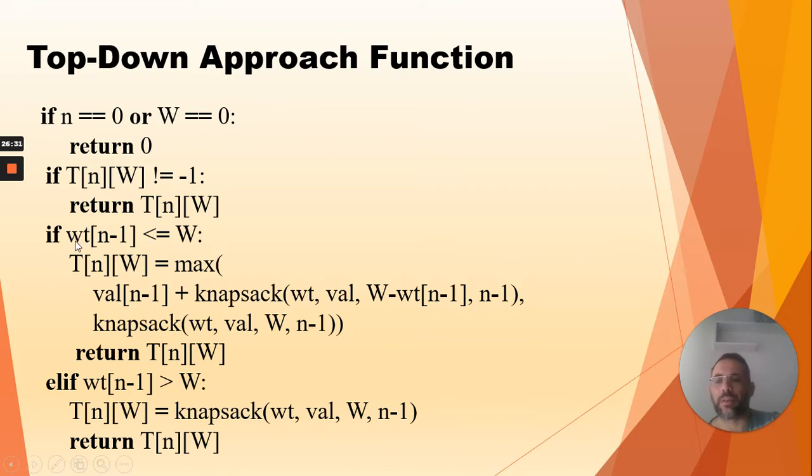Here we have two cases. If the weight of the current item is less than or equal to the capacity, then we will take the maximum of two values. The first value is if the item is included, and the second value is if the item is excluded. The last case, if the weight of the current item is greater than the capacity, that means the item is excluded, not included in the optimal solution for the current sub-problem.